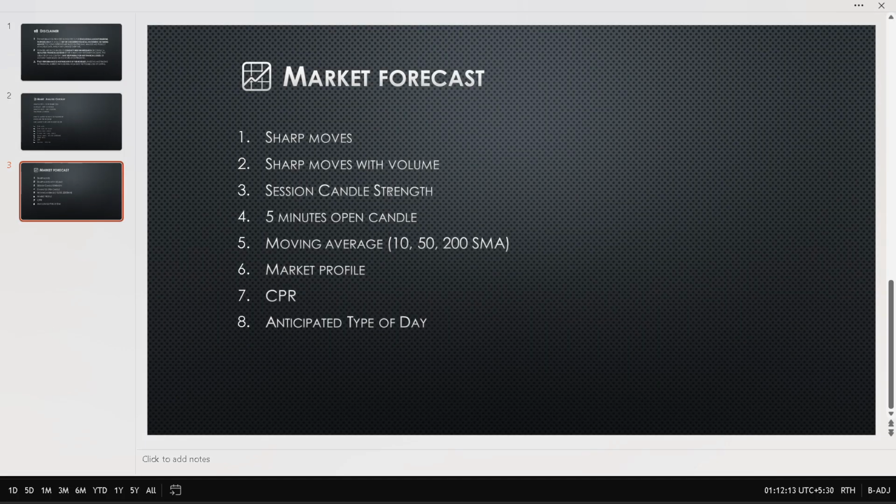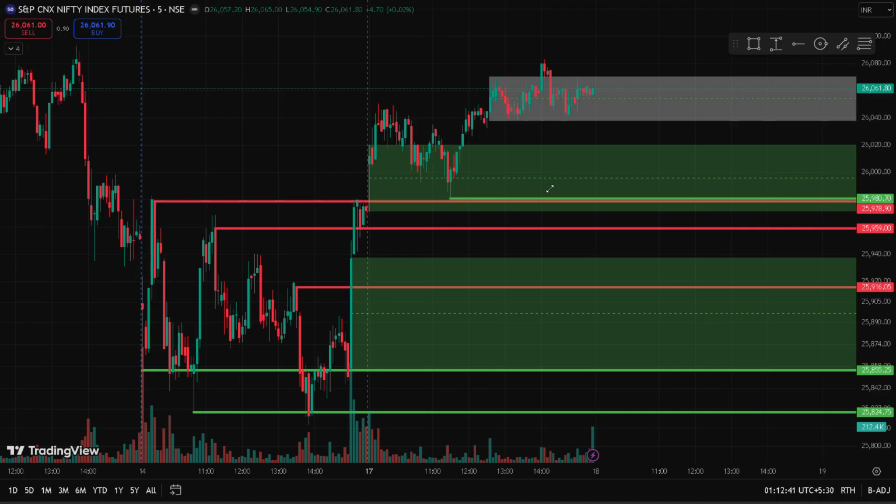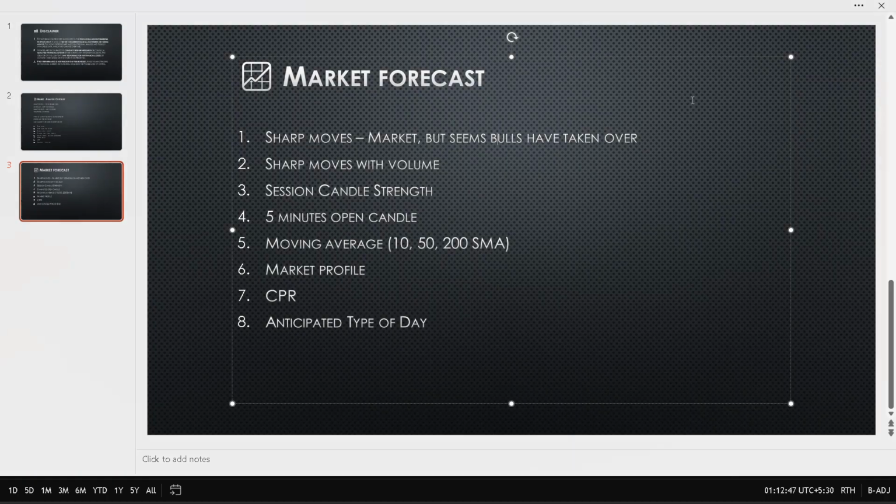Coming to the third point, session candle strength. Okay, session candle strength. Before that, let us take some inputs. Sharp moves marked, but it seems bulls have taken over. Okay. But James, we have marked bulls and bears lines, like the sharp moves, whichever were happening. But it seems like bulls have taken over and the market is moving up.